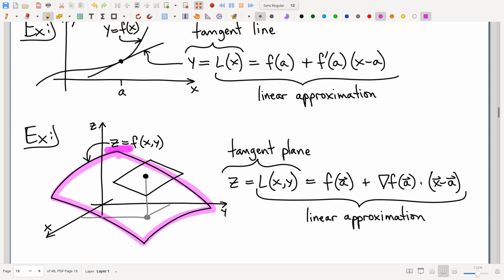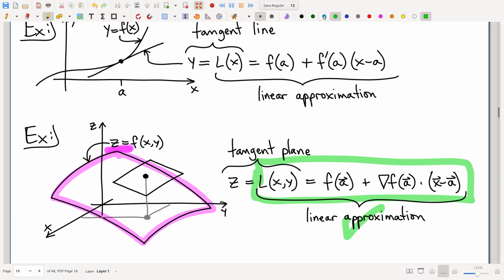So we can again talk about the linear approximation itself. Discussed this formula last time, right? The gradient is playing the role that the derivative was in the single variable case. So there's our linear approximation. Again, that's a function that is not a geometric object. That's an algebraic object, right?